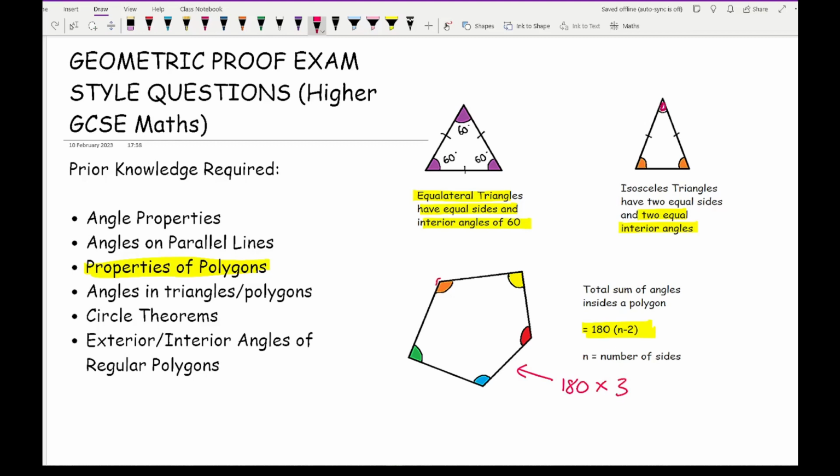Another way of remembering it is to pick one point and then draw straight lines to each of the other corresponding points, and then you'll turn that into interior triangles, and you know that each triangle has a total sum of 180, and then you just multiply by how many triangles you can see, and you get the total sum of angles.